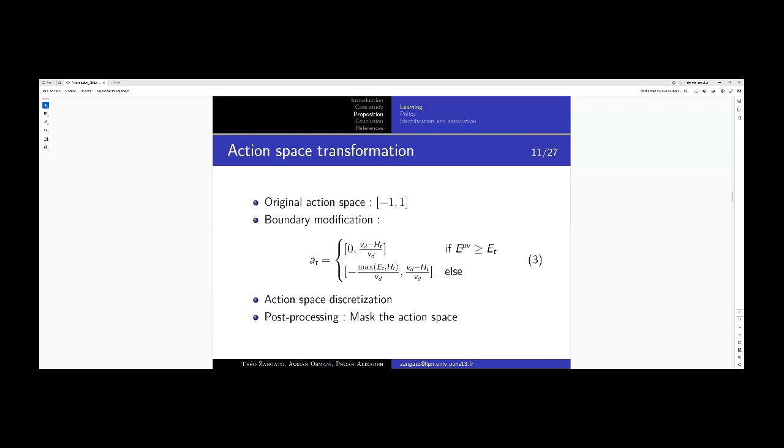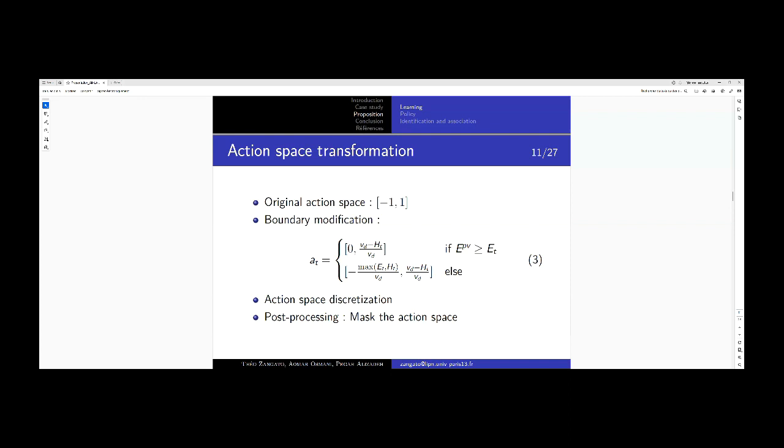So we transform the action space. The original action space is a continuous action space, but we know that there is a set of constraints that apply to the action space. For example, if your storage device doesn't have any energy inside, you cannot discharge your storage unit, and you have to take every energy you want from the grid. So you have to pay the cost of using the grid.